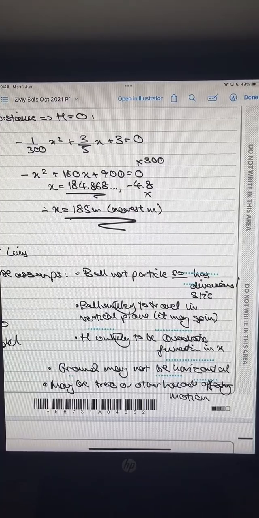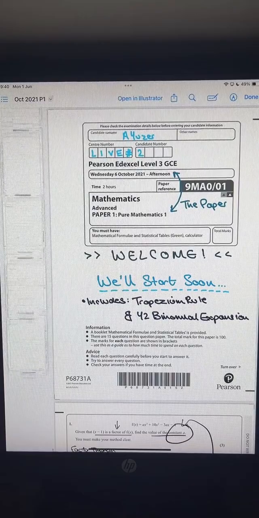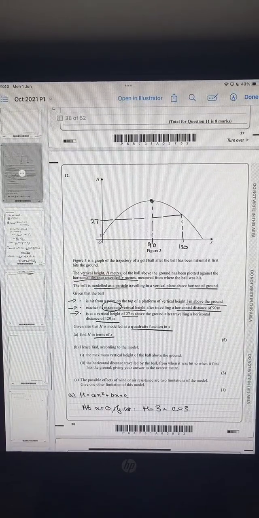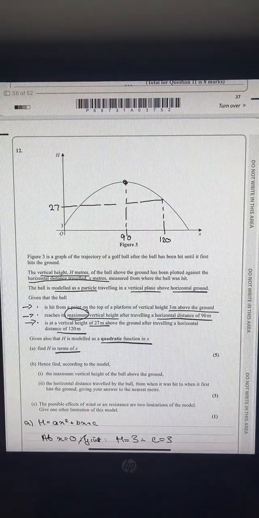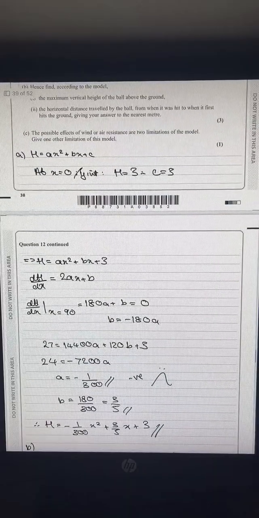Vertical plane means it literally doesn't move side to side as you throw it. Also, h is unlikely to be a quadratic function in terms of x, so the ball may not actually travel in a quadratic function, which is our third assumption. And the fourth assumption is the ground may not be horizontal, because those were the modeling assumptions they gave us in the question. So basically, when you have to find limitations of the model, go according to what the modeling assumptions are. Here is part A again, all on the screen there.